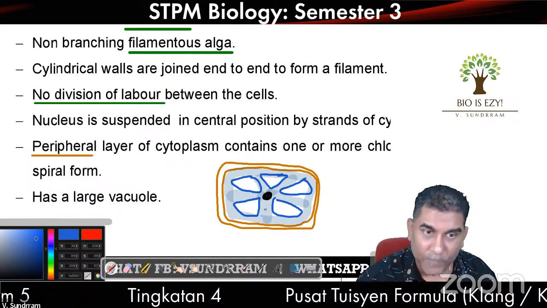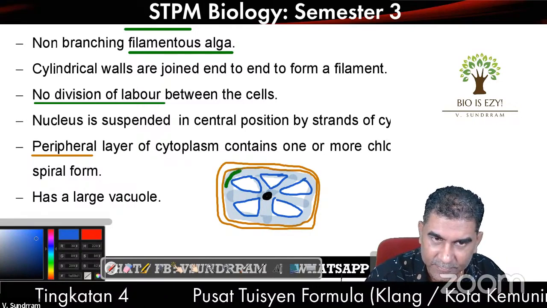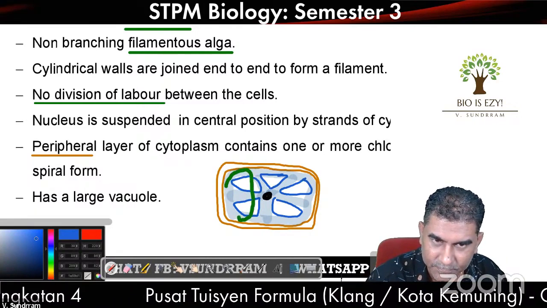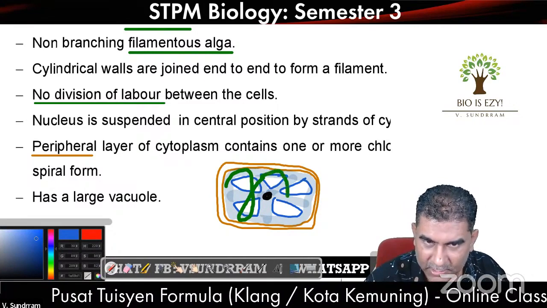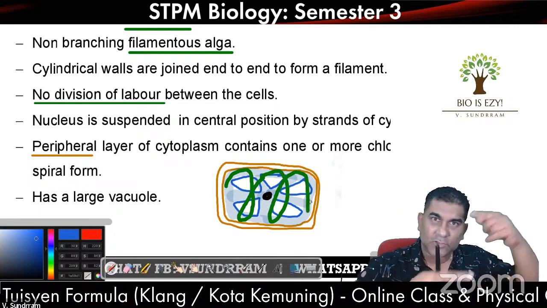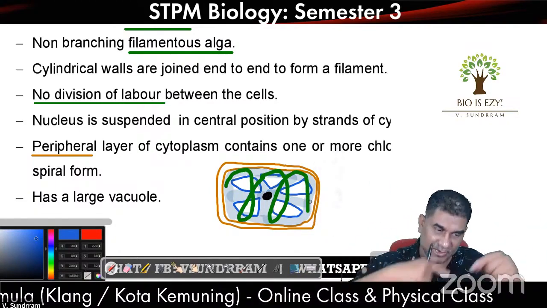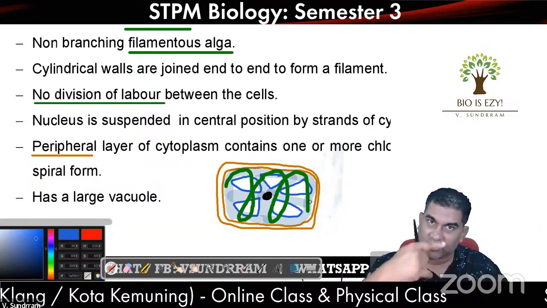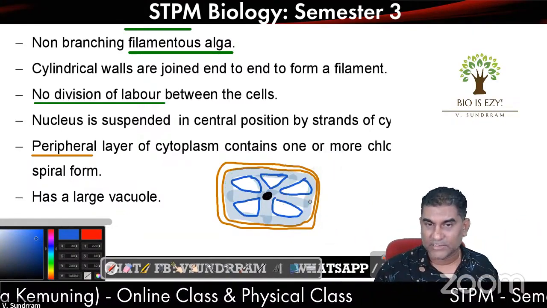Now the chloroplast is arranged in a strand. Something like this. It makes the whole diagram messy, but it's coiled around the cell, inside the cytoplasm. That will be the chloroplast.